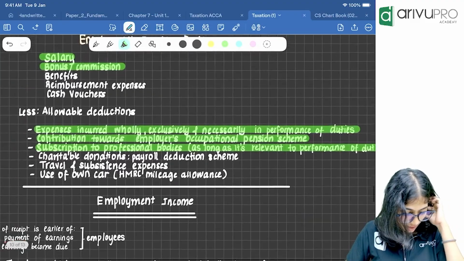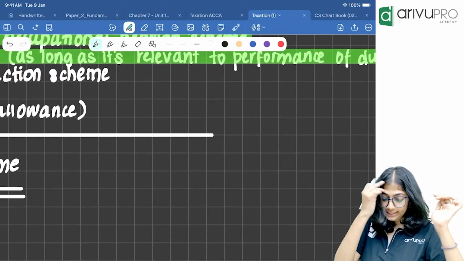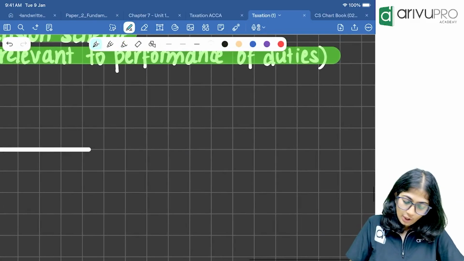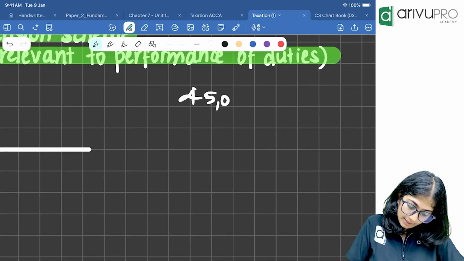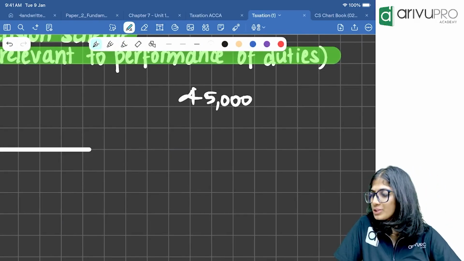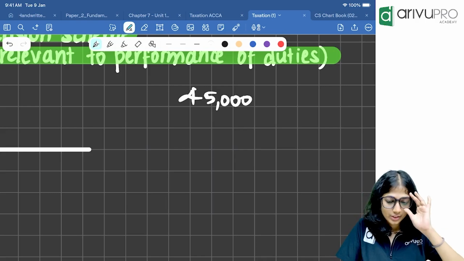Then the payroll deduction scheme. Let's just look at this in detail once. What did I say? For example, you're getting 45,000 per month. Pretty sure you all will be earning more once you're done with ACCA. But yeah, let's say you're earning 45,000. What's going to happen?